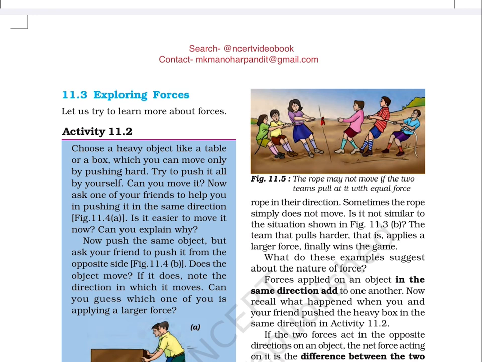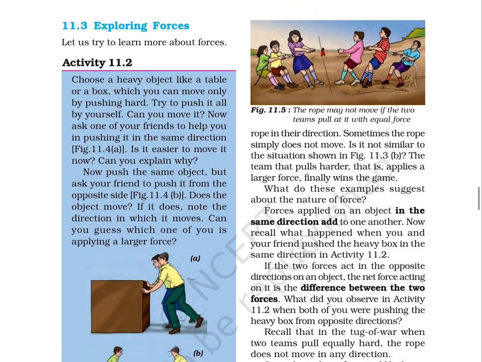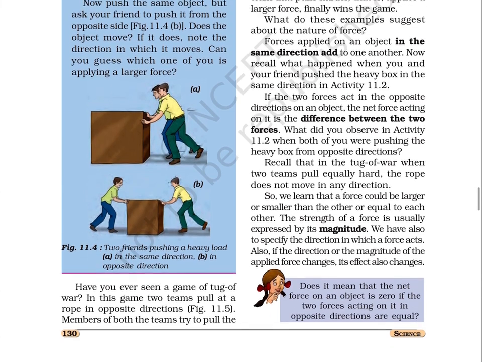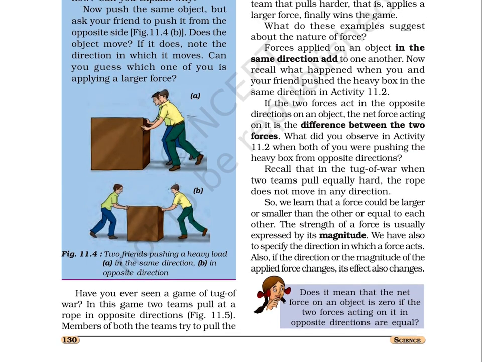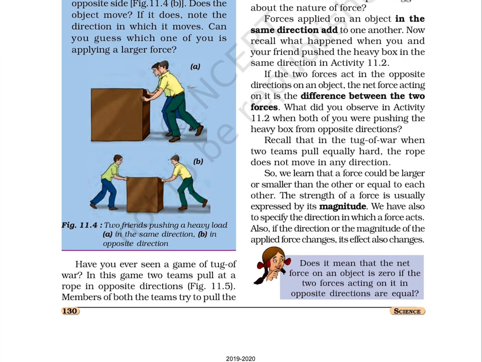What do these examples suggest about the nature of force? Forces applied on an object in the same direction add to one another. Now, recall what happened when you and your friend pushed the heavy box in the same direction as shown in activity 11.2. If the two forces act in the opposite directions on an object, the net force acting on it is the difference between the two forces. What did you observe in activity 11.2 when both of you were pushing the heavy box from opposite directions? Recall that in the tug of war, when two teams pull equally hard, the rope does not move in any direction. So, we learned that a force could be larger or smaller than the other or equal to each other.